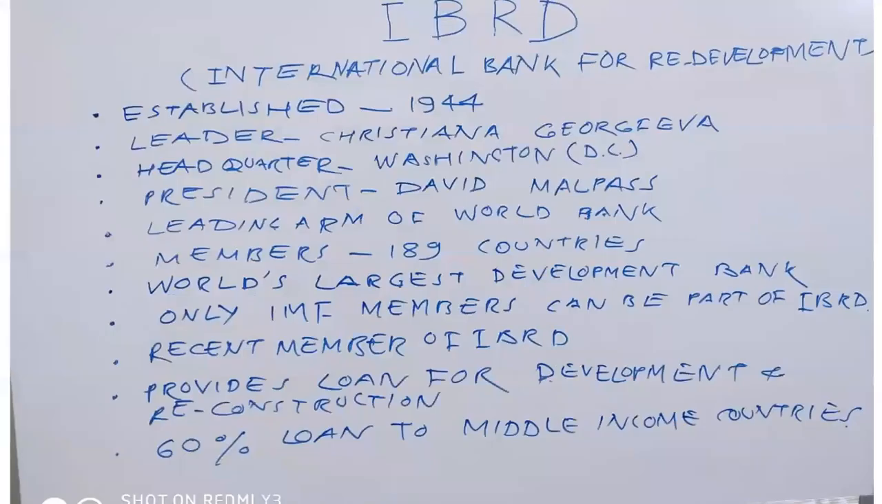Okay, now we are starting with the main subsidiaries of World Bank, that is IBRD. First one is the IBRD, International Bank for Reconstruction and Development, established in 1944. Then the leader is David Malpass.